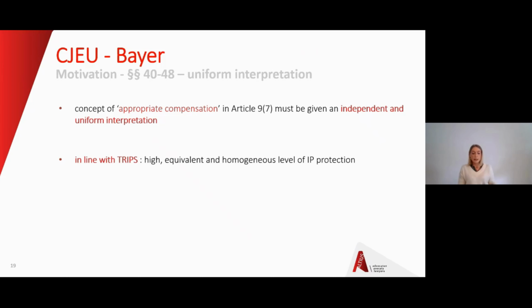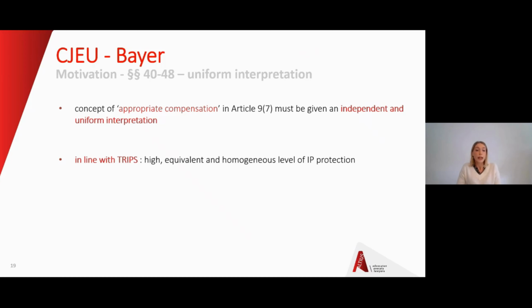So, of course, the conclusion that we just came to by the court is very specific to the Hungarian law, but the court has touched upon some very interesting topics in its motivation to getting to this conclusion, which I will address here. So, a very interesting first idea is the fact that the court decided that the concept of appropriate compensation in Article 9.7 and also in Article 7.4 must be given an independent and uniform interpretation.